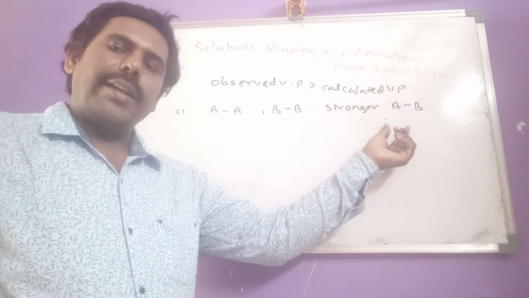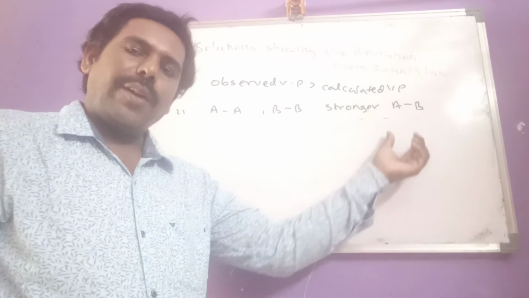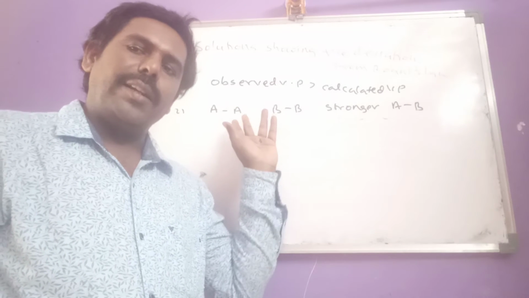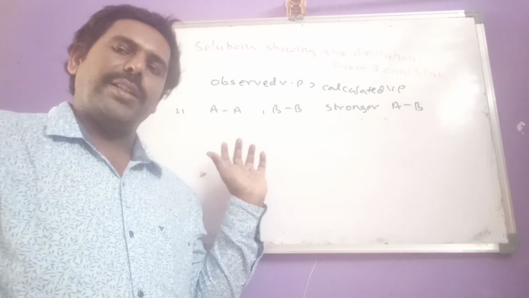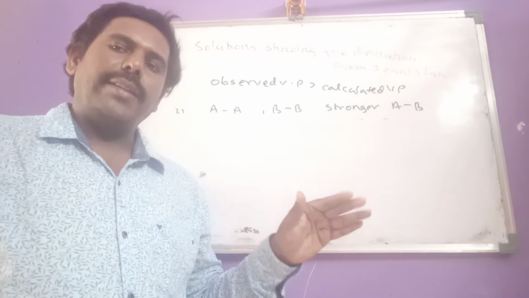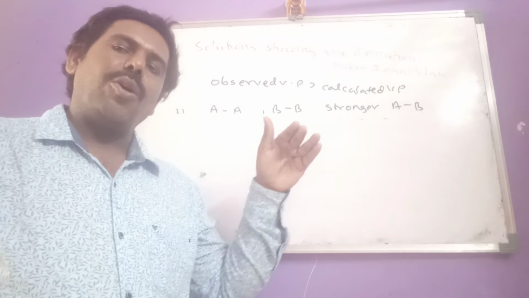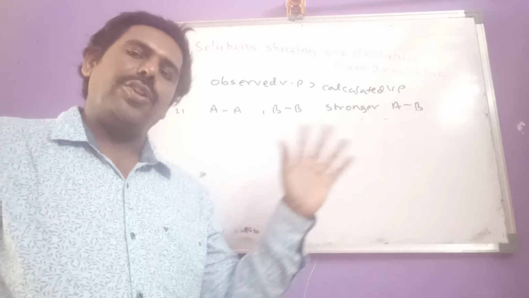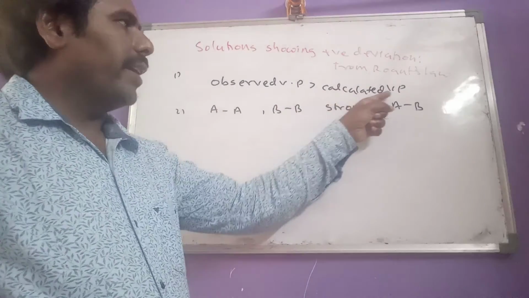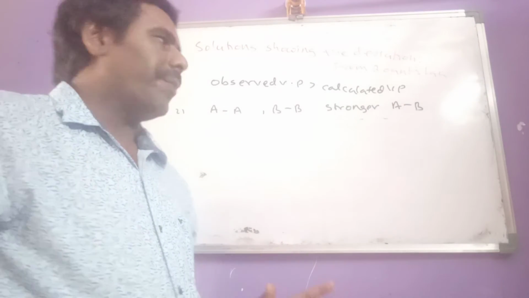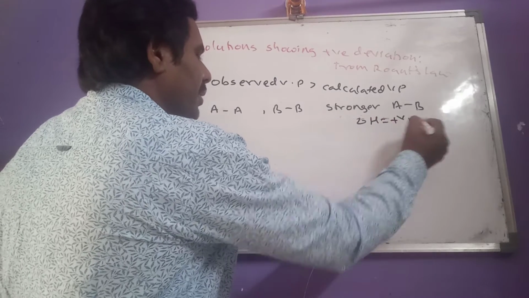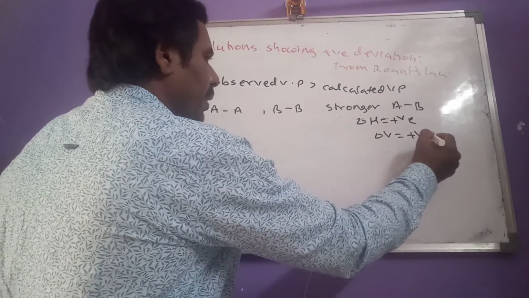Okay, I repeat again here. The escaping tendency of A and B from this mixture is greater than in their pure liquid state. So that's why more vapors are formed, and that vapor pressure is more than expected or more than calculated. So observed vapor pressure is greater than calculated vapor pressure. And for this type of solutions, delta H is positive, delta V is also positive.